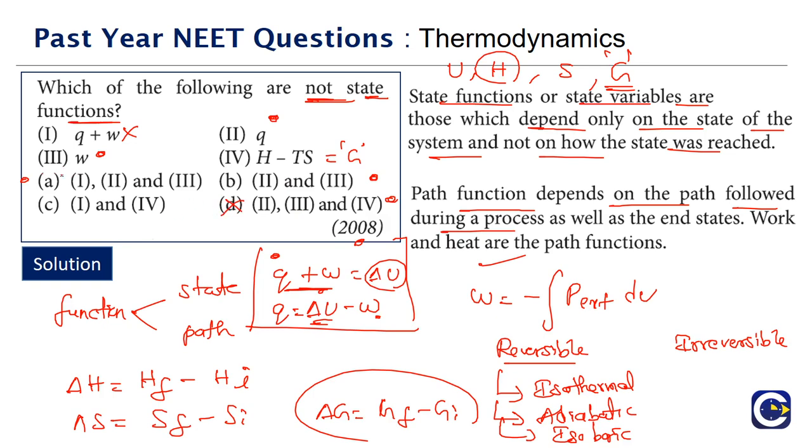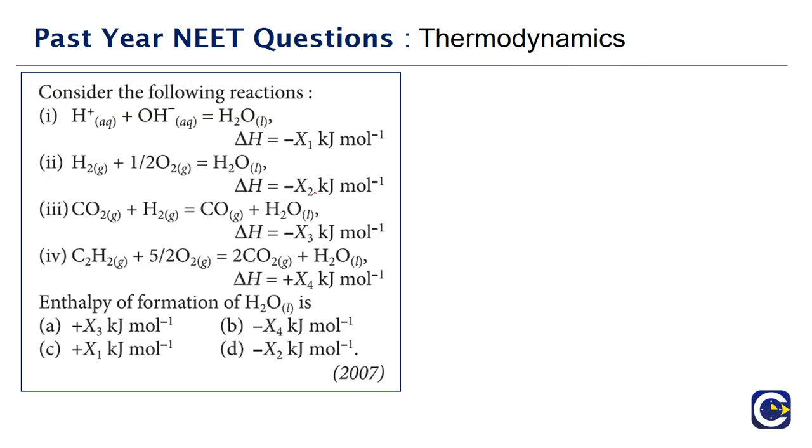Okay. So what will be the correct answer for this? Option B, which is only Q and W, will be the ones which are not state functions. Okay. Others will be what? State functions. Clear? So this is the classification of thermodynamic variables as state functions and path functions, and we also have one more classification, extensive and then intensive variables. So we have questions coming on the classification of the thermodynamic variables or functions also. Okay, let's move on to the next question.